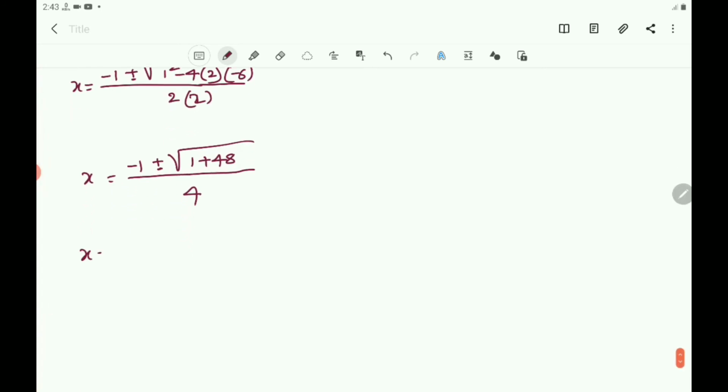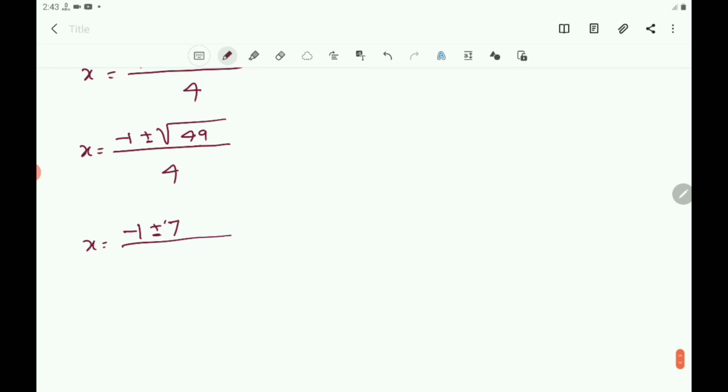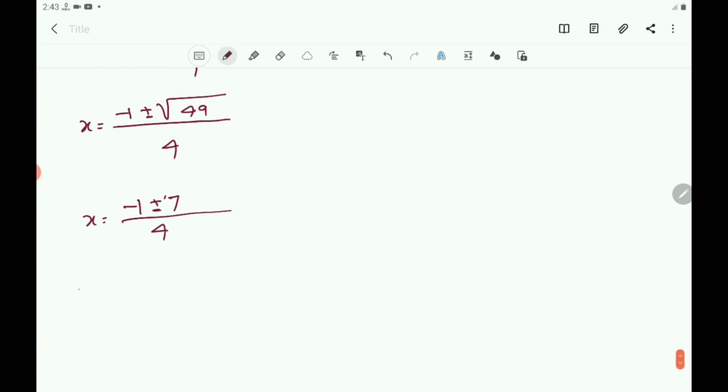That is x equals minus 1 plus or minus root of 1 plus 48 is 49, by 4. Then x equals minus 1 plus or minus square root of 49 is 7. So you got minus 1 plus or minus 7 by 4.